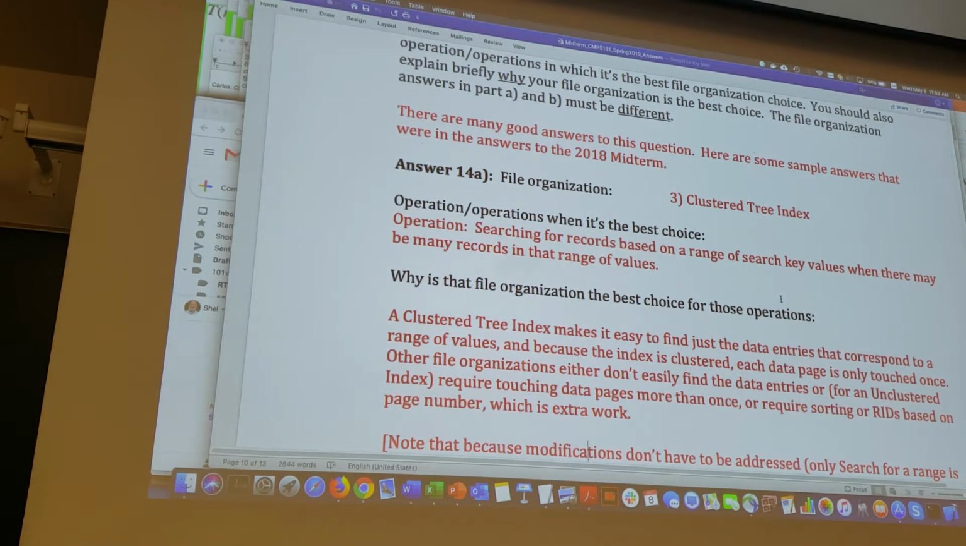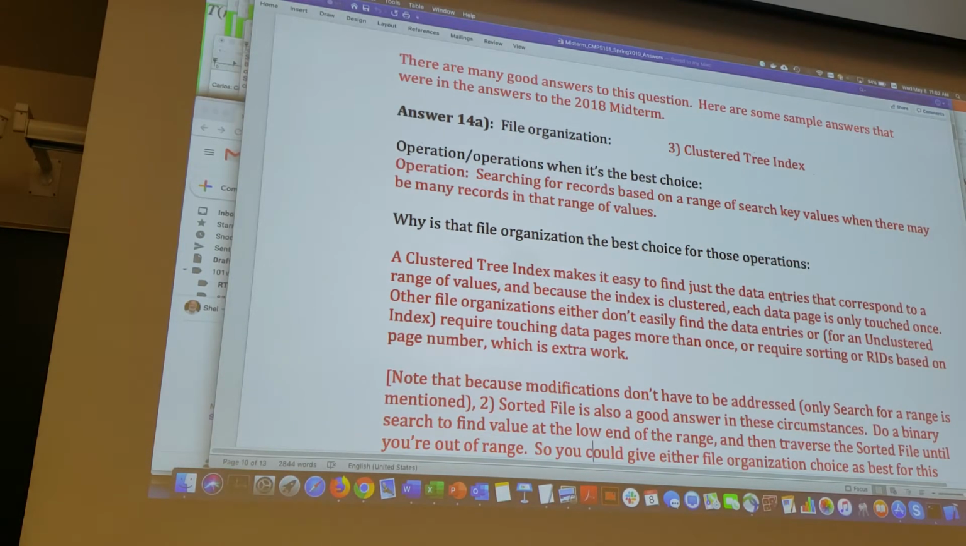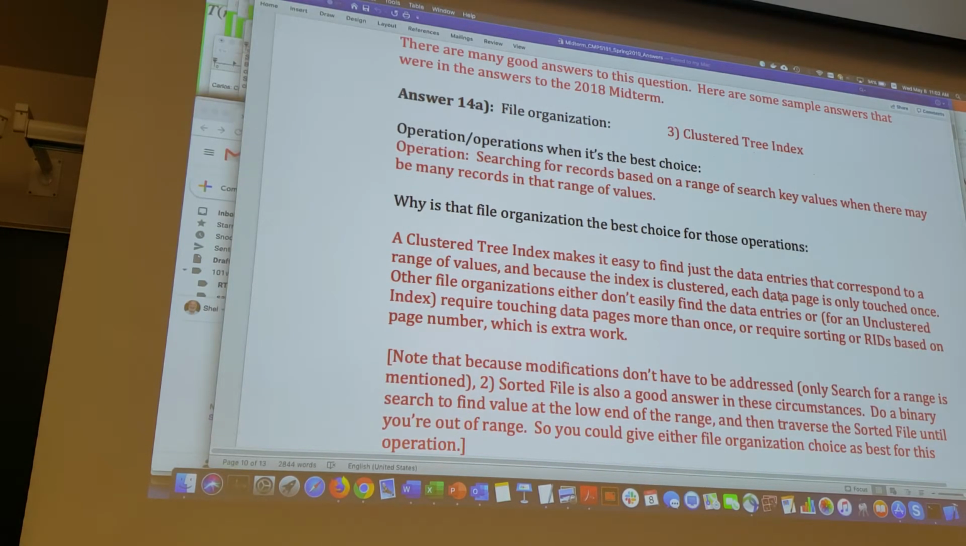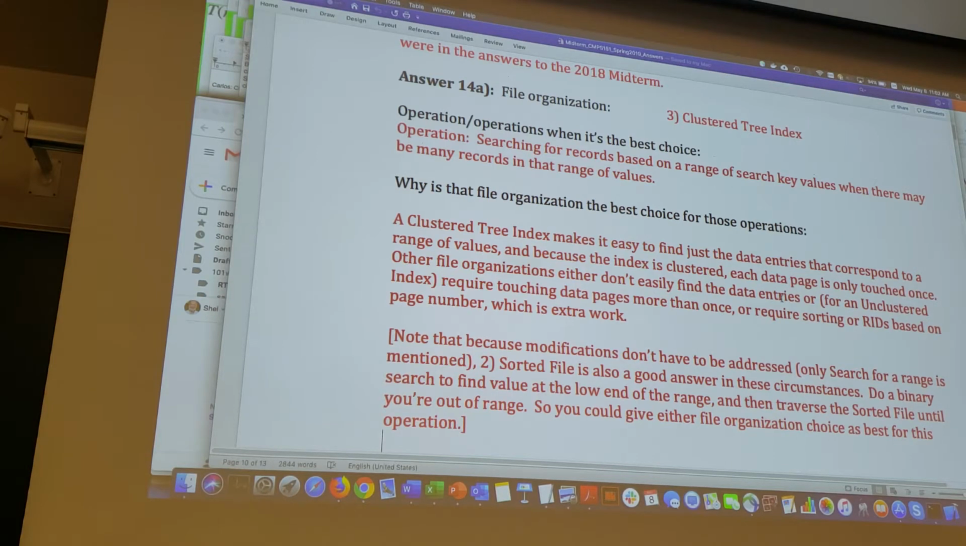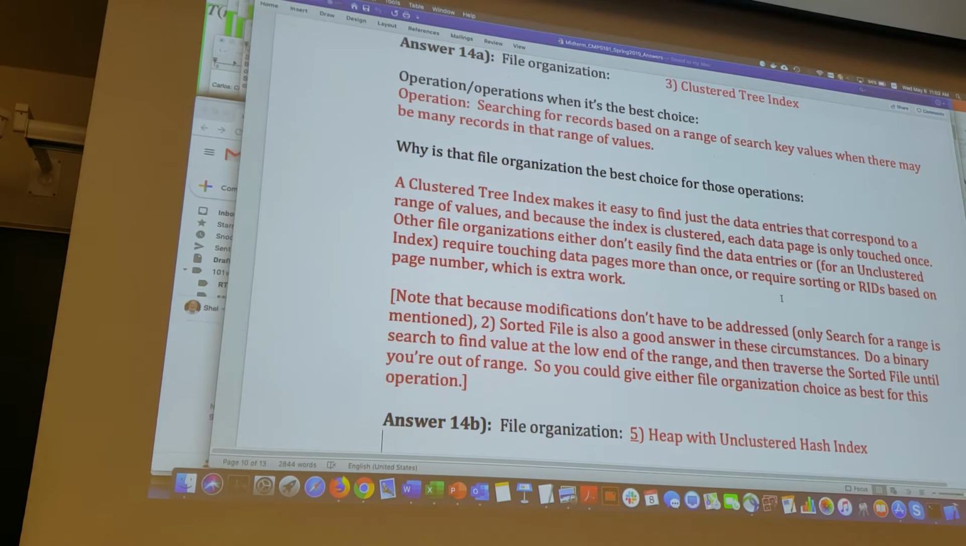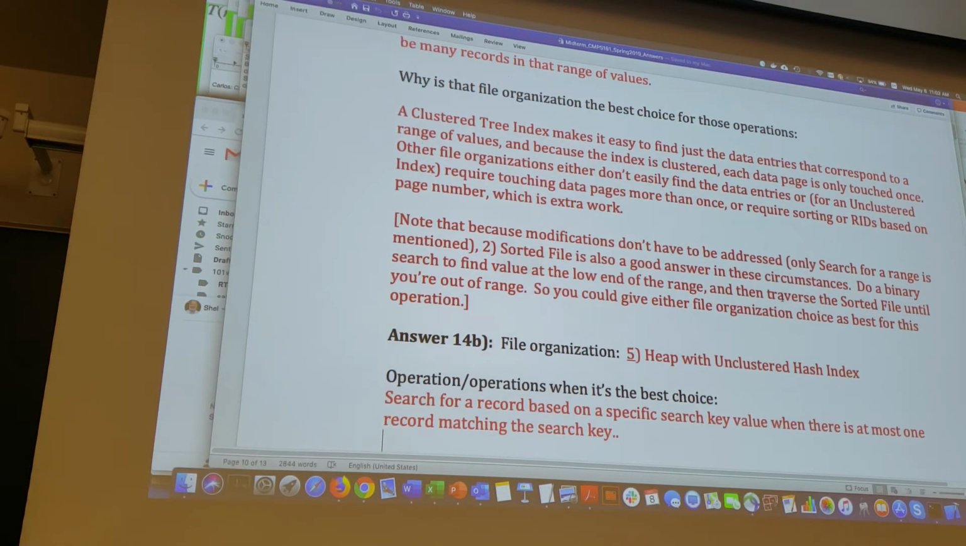Hashing is not going to be great on that. A sorted file is pretty good on that one too. But hashing is not good for ranges, and unclustered is potentially going to require either a sort or touching lots of RIDs, and searching the entire file is not good either. You go through them one by one.